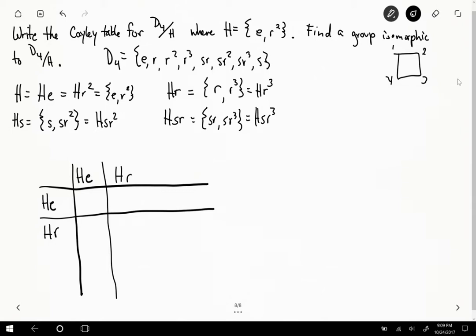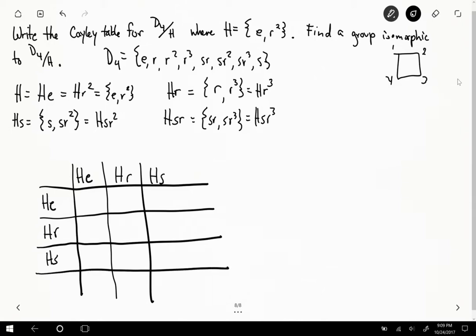And after that, what do we have? We have HS, and so we'll put an HS here. And then finally, HSR, and HSR here. Okay. So the nice part, as we mentioned, this is the identity happening here.